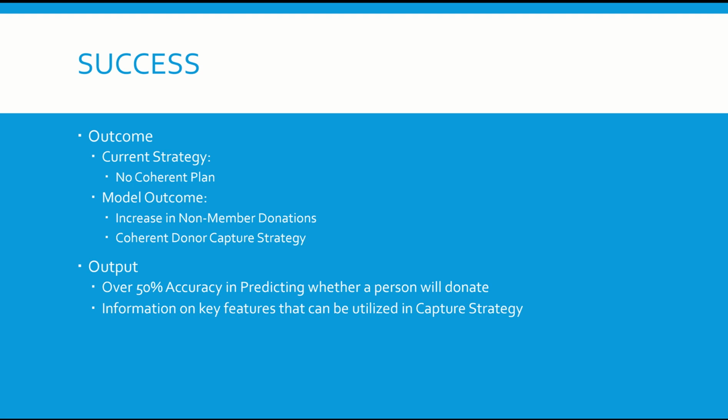The first would just be an increase in non-member donations. I don't have a number against that, just an increase in general. Also, this would help us provide a coherent donor capture strategy for our organization, which we could build upon later. As far as the model's output, again, this may seem like a very small benchmark, but at least 50% accuracy in predicting whether a person will donate. And then as we build the model and continue to update it, we can further develop information on the key features that can be utilized in our strategy.